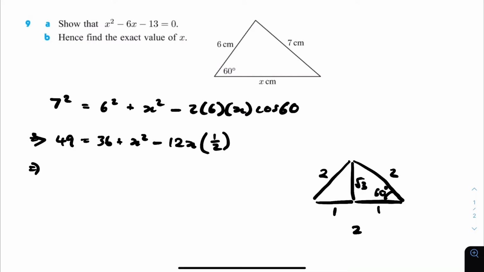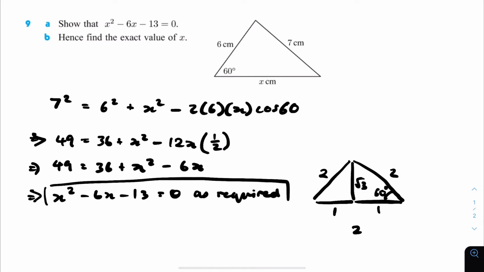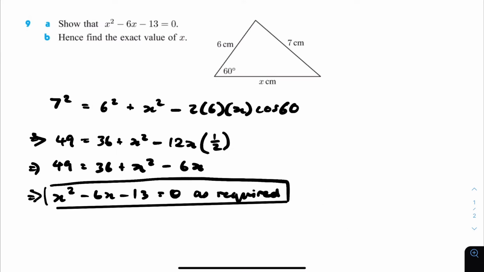It's pretty useful. So 49 is equal to 36 plus x squared minus 6x. If we bring everything to one side, we get x squared minus 6x minus 13 is equal to 0 as required. Just going to box that because that is our answer for part A. I'm just going to get rid of this triangle here.